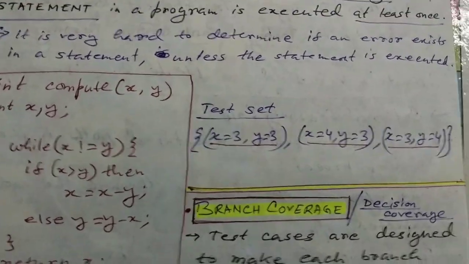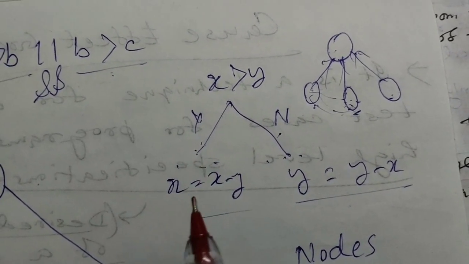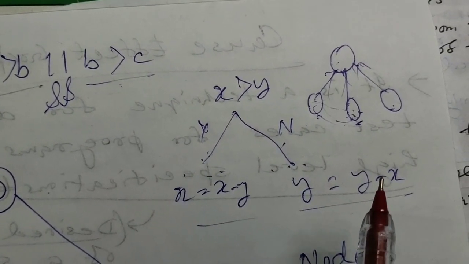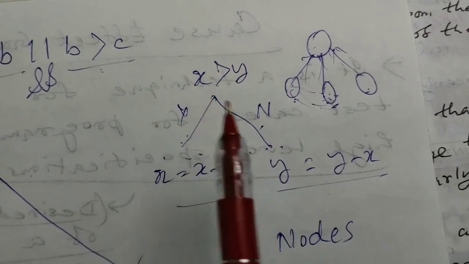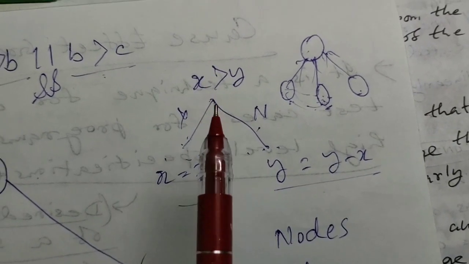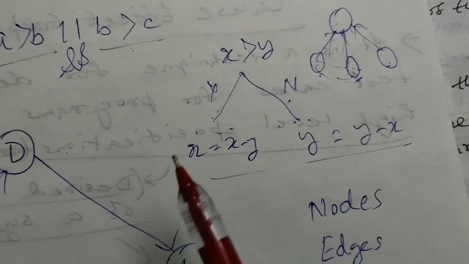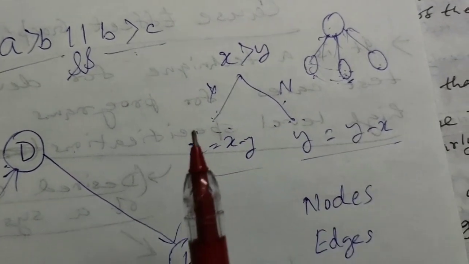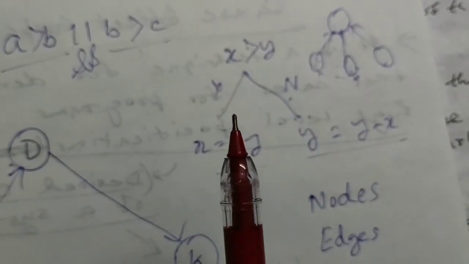So coming to this, just check this one, x greater than y. If it is true, that is yes, then x equals x minus y. And if x greater than y is false, then y equals y minus x will be executed. So we can see the two branches are coming out from this condition x greater than y. Now both of these branches will be checked or verified, that is called branch coverage. So each and every branch will be verified in this testing technique.